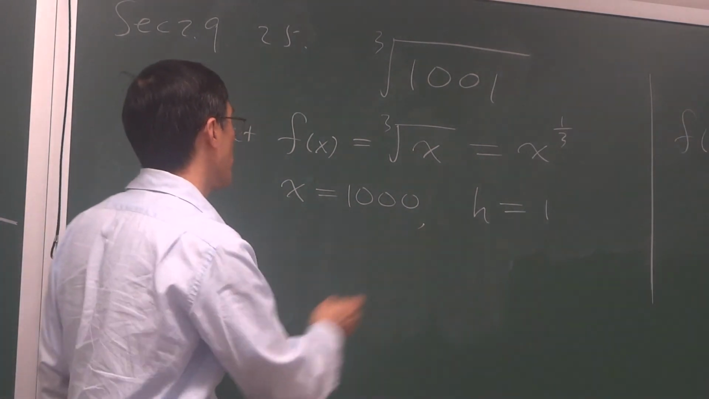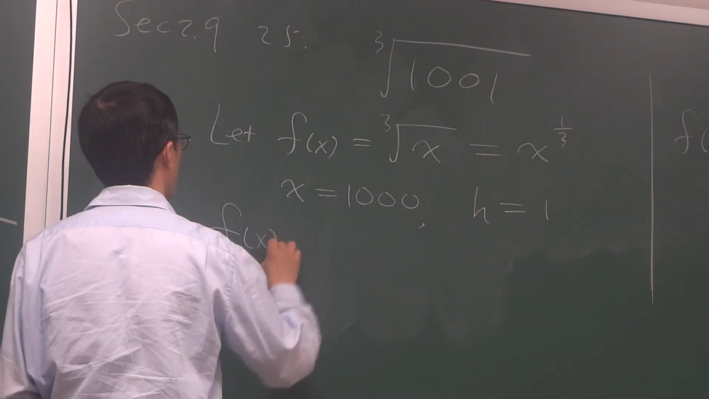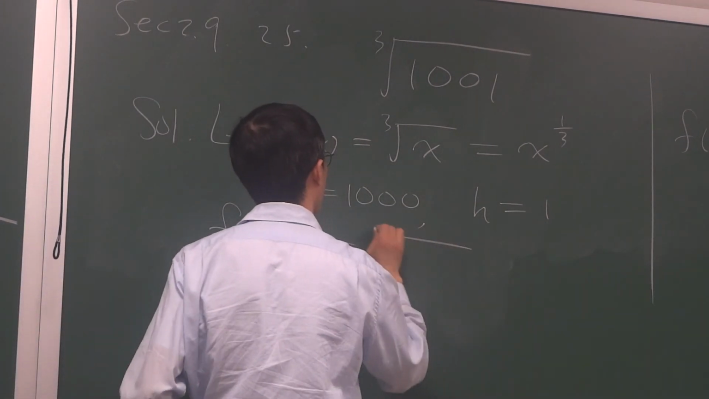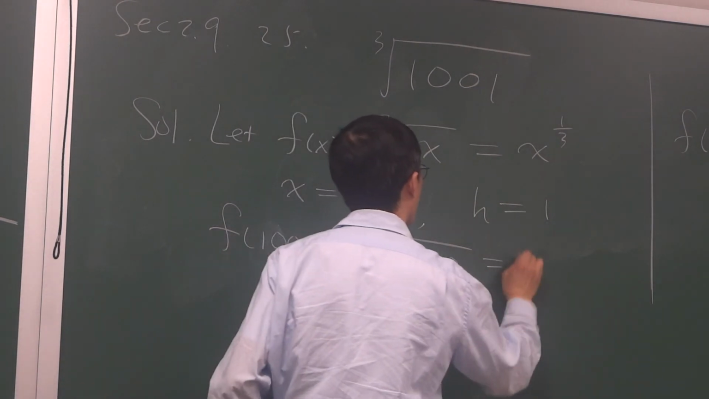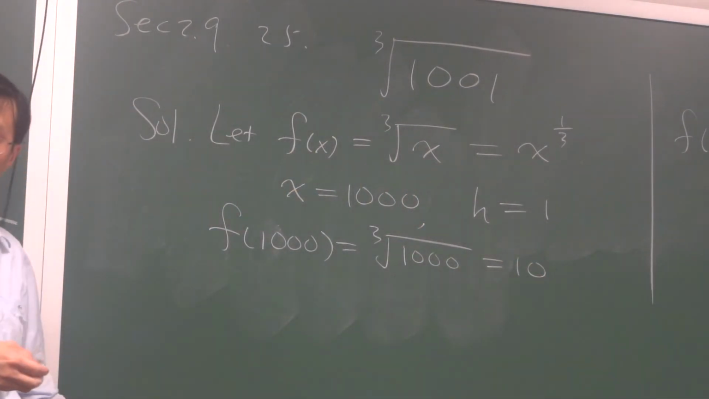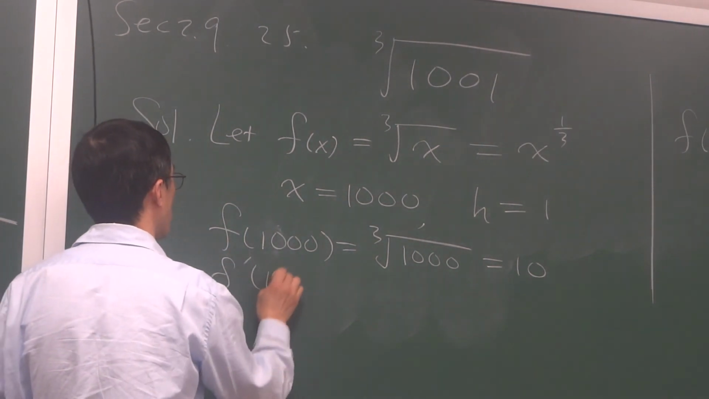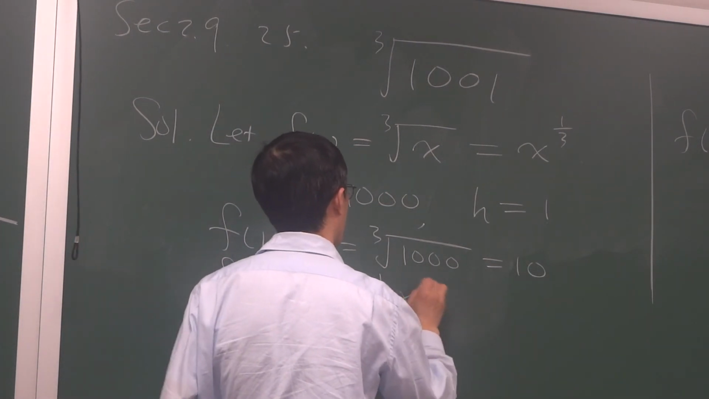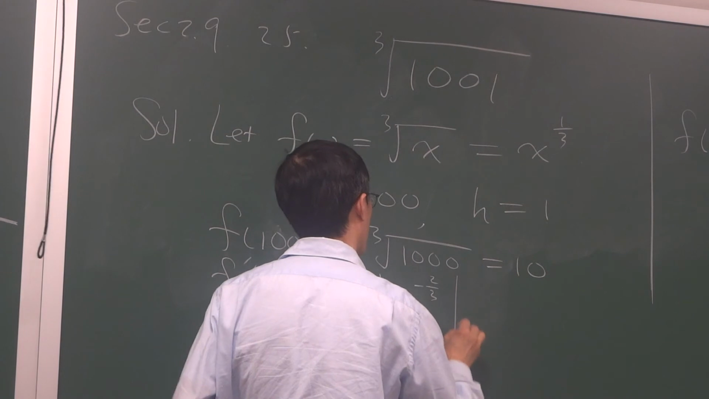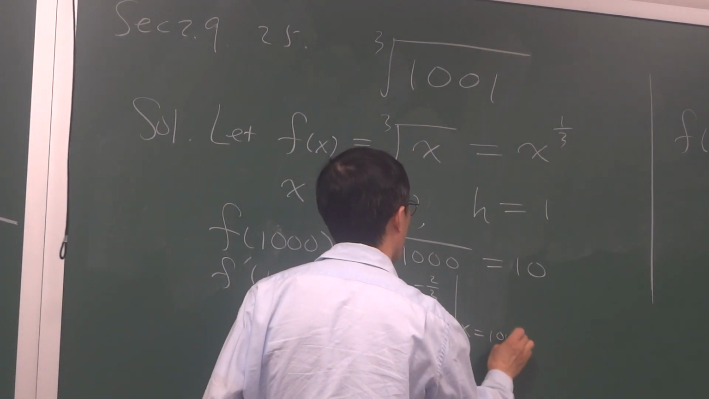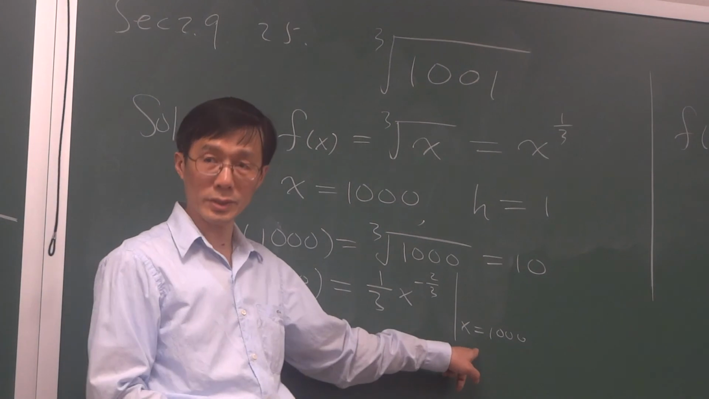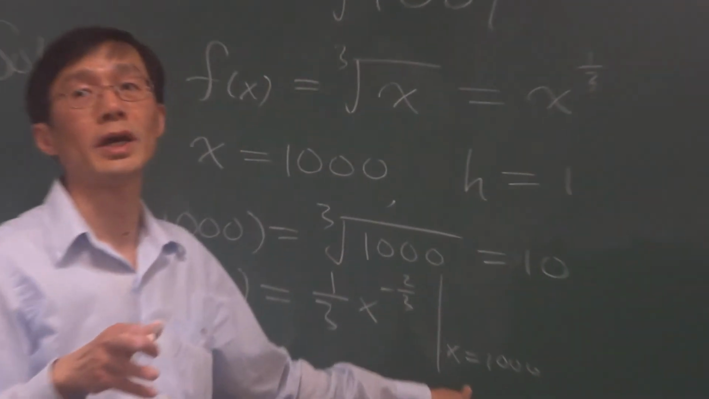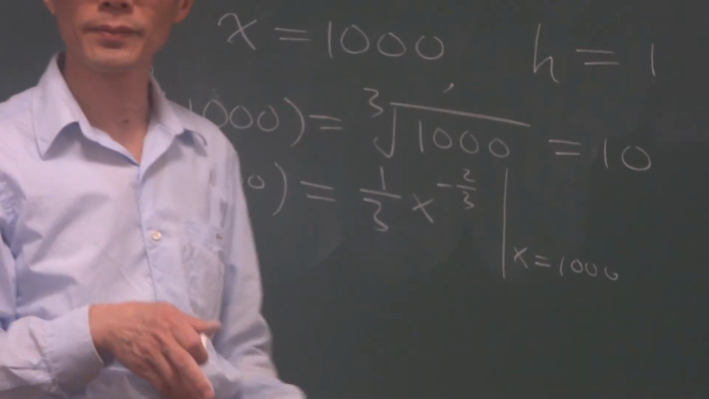So we have to compute everything here. What is f of 1,000? Well, it's the third root of 1,000, which equals 10. What is f prime at 1,000? You take the derivative, which is 1/3 x to the minus 2/3, at x equals 1,000. By the way, this is a good way to write the notation. You put a line here and then put x equal to 1,000, which means you substitute x equal to 1,000.